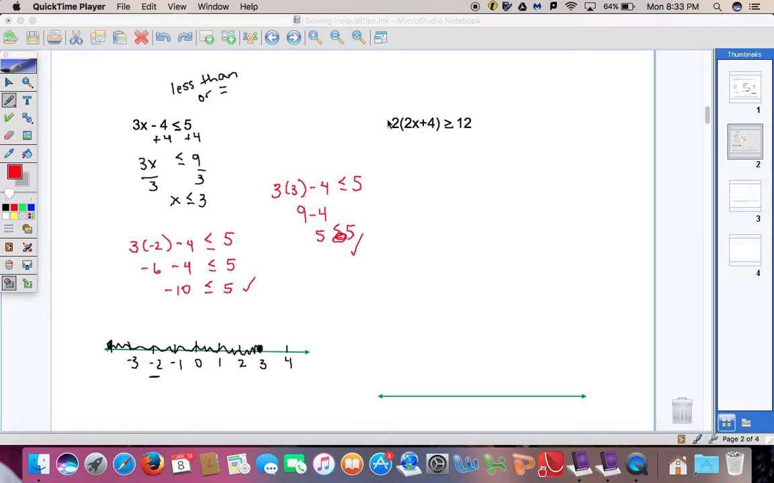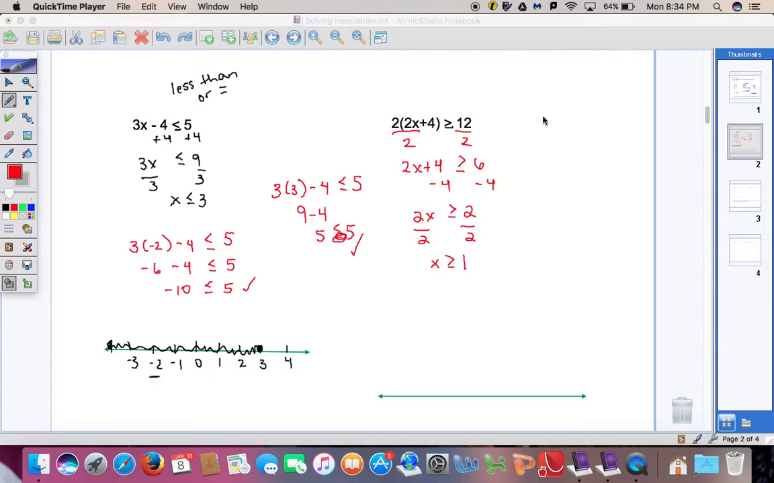Okay. Now this problem here, we've got 2 times 2x plus 4 is greater than or equal to 12. Now I can solve this one of 2 ways. I can either divide both sides by 2 to begin with, and I'm left with 2x plus 4 is greater than or equal to 6, and then solve, subtract 4 from both sides. I would get 2x is greater than or equal to 2, divide both sides by 2, and I get x is greater than or equal to 1.